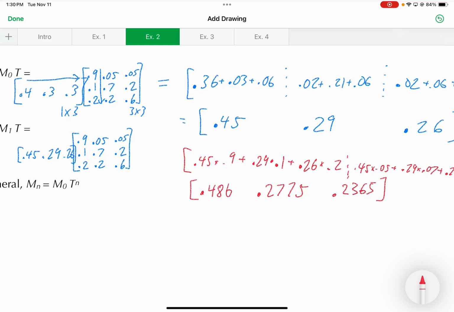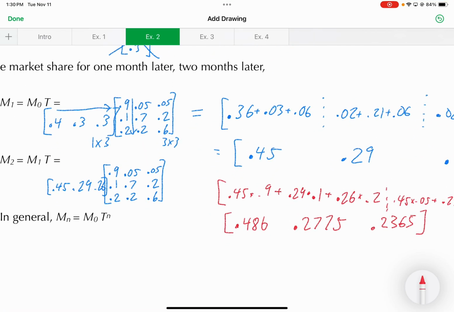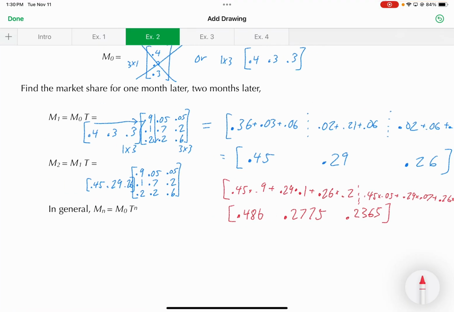Let's analyze what this means, though, okay? After 2 months, where is my market share going? Highlight started with 40% of the market share. They're almost at 49%. They're nearly at 50% of the market share after 2 months. And then Silky Shine, they were at 0.3. Now they're down to 0.278. And then other brands, they were at 0.3, also down to 0.23, okay? So over time, we can see that Highlight's stealing the show here, okay? All right.